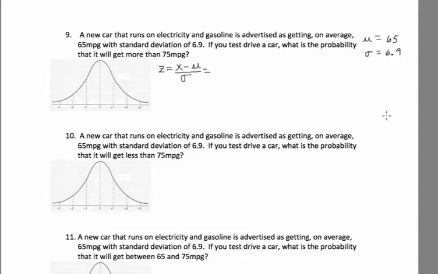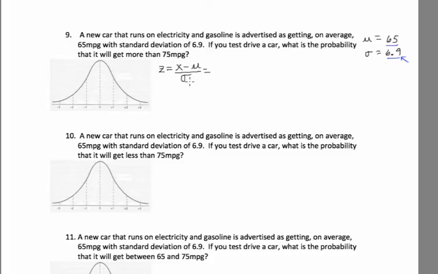A new car that runs on electricity and gasoline is advertised at getting, on average, 65 miles per gallon with a standard deviation of 6.9. So that means that when you get a car, it's going to get about 65 miles per gallon, but some cars maybe were made a little bit better and they're going to get a little bit more, or maybe a little bit less, or maybe it depends on where you drive them. Anyway, how spread out they are is measured by 6.9. That's the standard deviation. So that tells you how spread out those cars will be around that average of 65 miles per gallon.